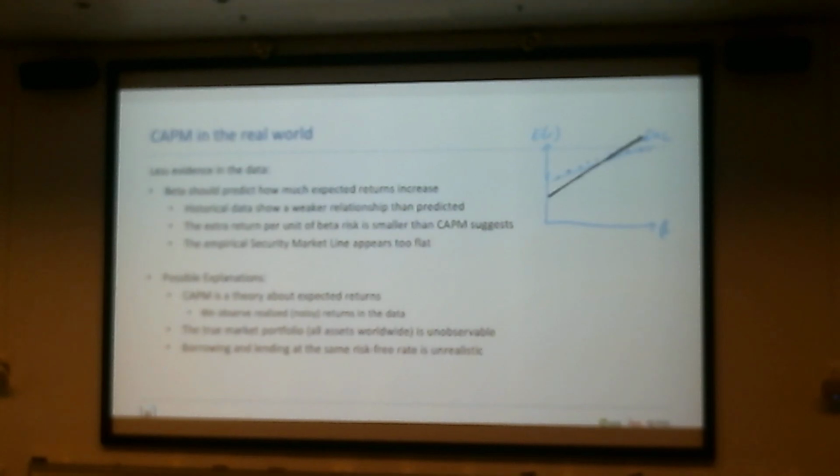And what does it imply? It basically implies that low beta stocks have higher returns than predicted by theory. And if they have higher returns, they have lower prices, so they're basically undervalued. And for high beta stocks, it's the opposite. So they have returns below what the CAPM would predict. So that means that the prices are too high, so they're basically overpriced.